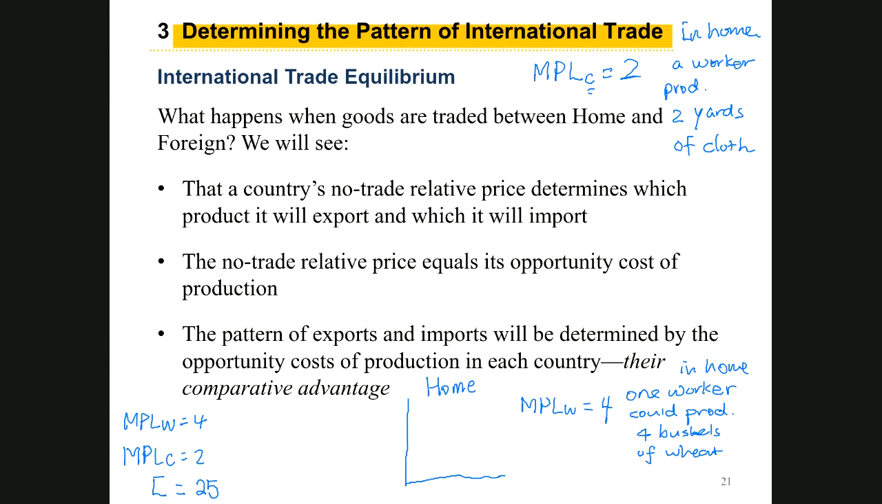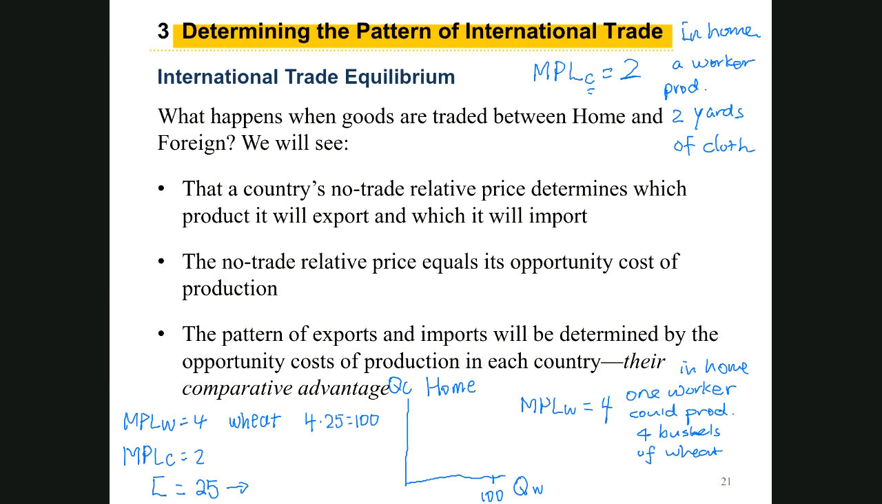We could. If we put the total labor in the wheat industry, how many bushels of wheat could we get? We could get 100, exactly. Very good, Jacob. 4 times 25 is equal to 100. So if I put the horizontal axis as the quantity of wheat, the intercept of the horizontal axis is equal to 100.